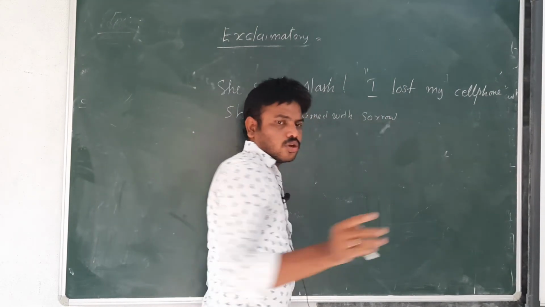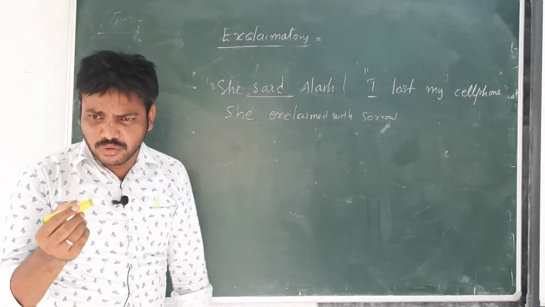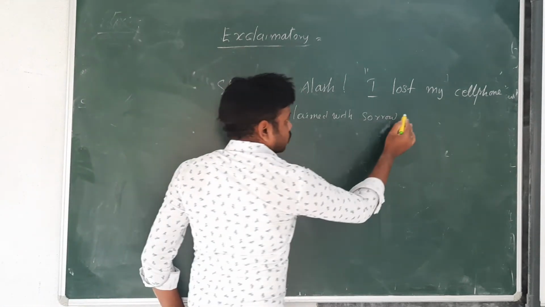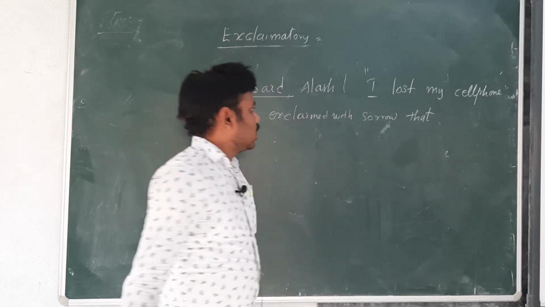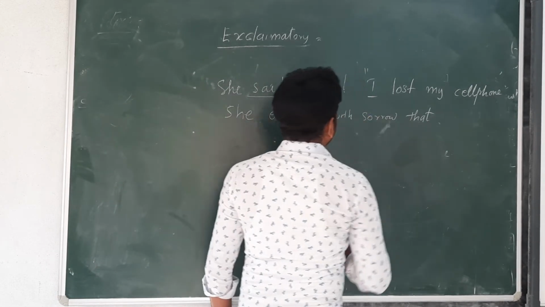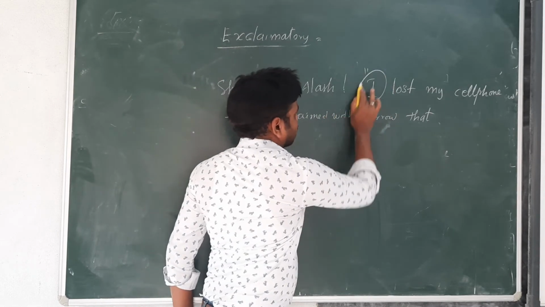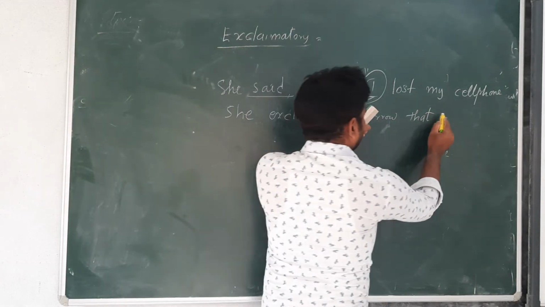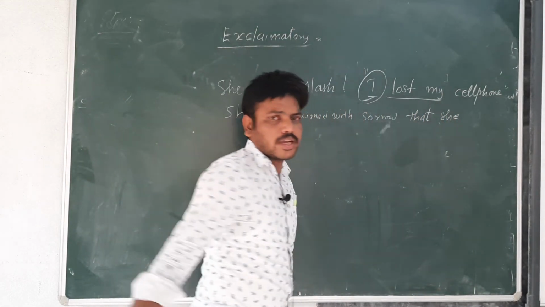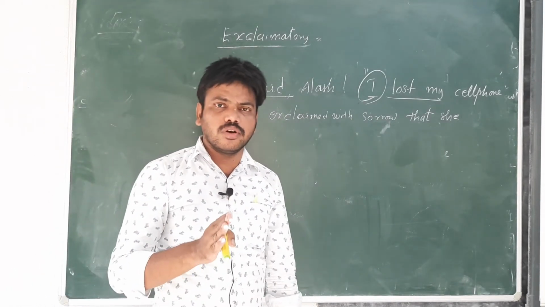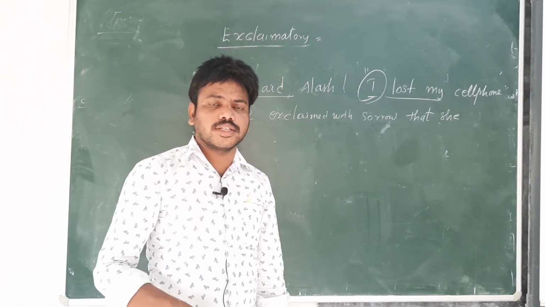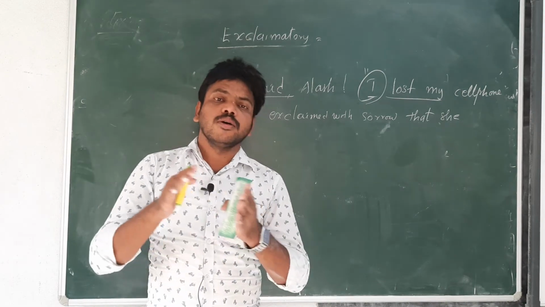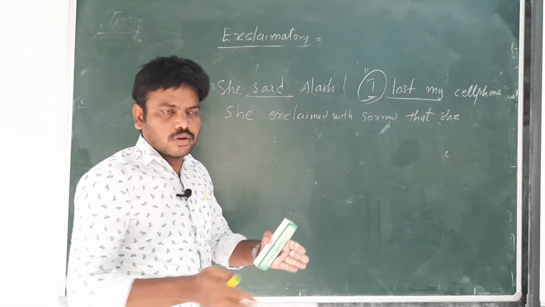That means sorrow. After that, what should you add? Link that conjunction. Very good. What should you use? That conjunction. So we say "exclaimed with sorrow that." Here, the pronoun will change: I will become she. Now past tense will become past perfect tense. Again, old rule: past tense will become past perfect tense, which means lost will become had lost. So simple past will become past perfect tense. That is our rule table.